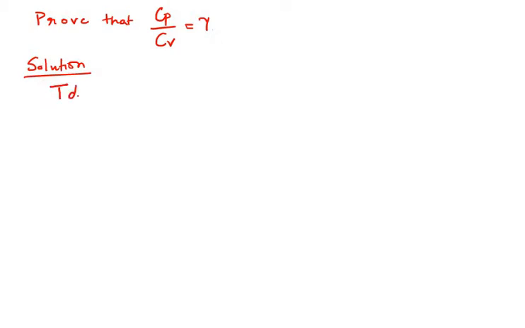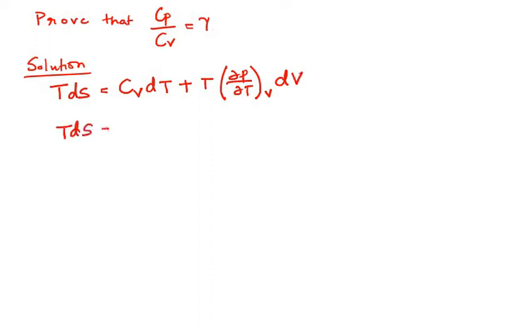So TdS is equal to Cv dT plus T into dou P by dou T at constant volume into dV, and the second TdS equation is TdS is equal to Cp dT minus T into dou V by dou T at constant pressure into dP. So this is the first TdS equation and this is the second TdS equation.